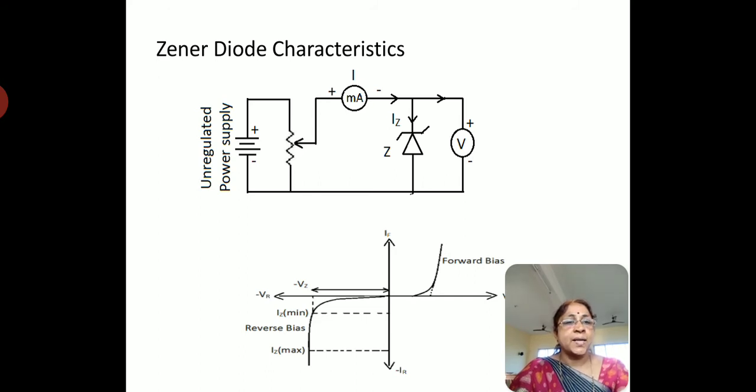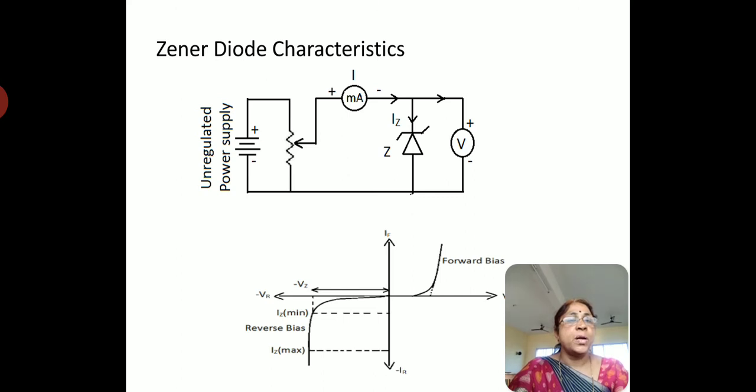To study the characteristics, the voltage and current, we use a voltmeter and an ammeter. The voltmeter is always connected in parallel with the Zener, and the ammeter is always connected in series with the rheostat, which is connected to the unregulated power supply. This is the characteristic circuit of the Zener diode. Here we are going to study both forward as well as reverse characteristics.